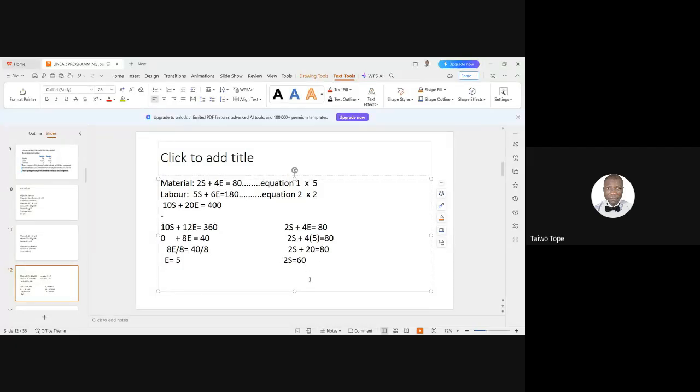The value of x will now be our answer, 30. x will be equal to 30. And you divide both sides by 2.